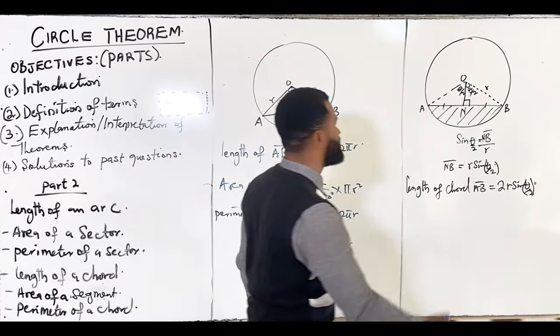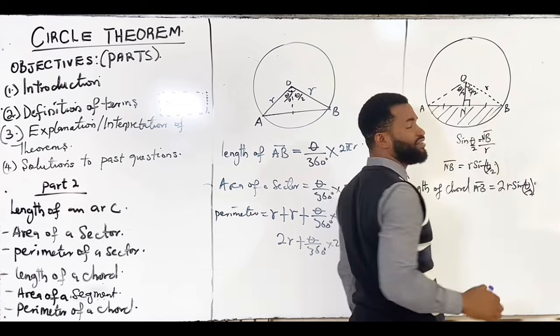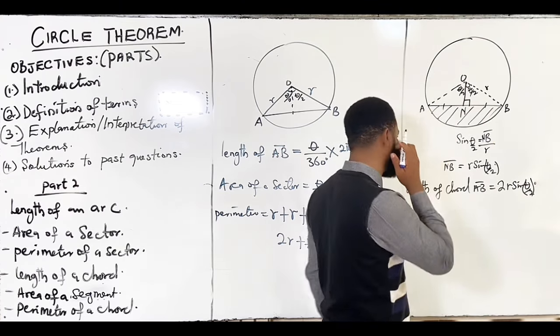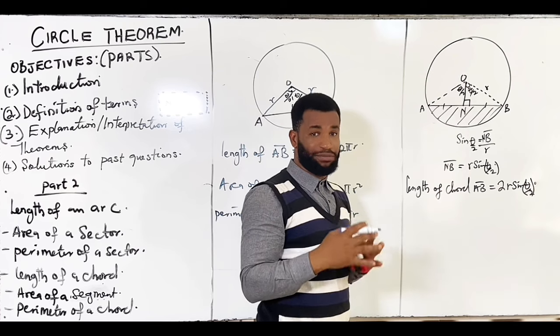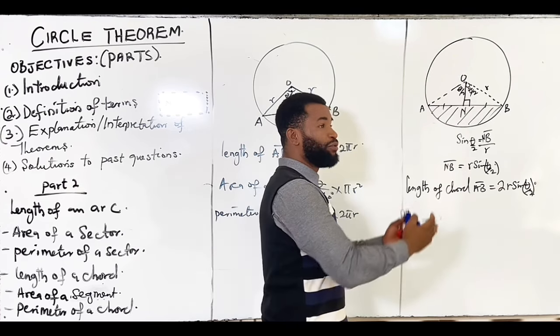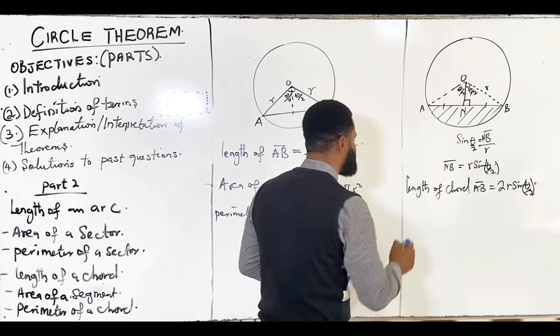So, area of the segment. See the segment A, B. All this shaded is the area of the segment. And I think I will just give you the answer for that. When I will be talking about shaded portion, I'll explain it later because the principle came from that of the shaded portion. But let me try.